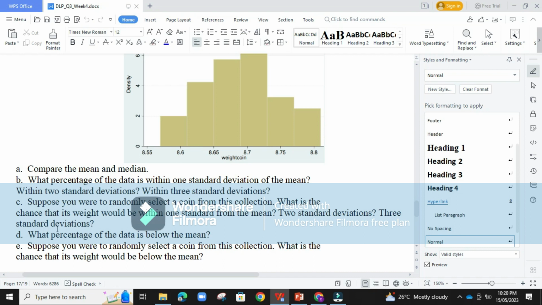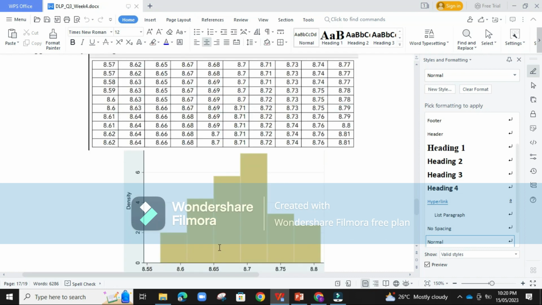And letter D, what percentage of the data is below the mean? Letter E, suppose you were to randomly select a coin from this collection, what is the chance that its weight would be below the mean? Okay, so you are going to answer all these questions based on the data above. It's similar to the first activity in the developing mastery, so you are going to do the same thing.